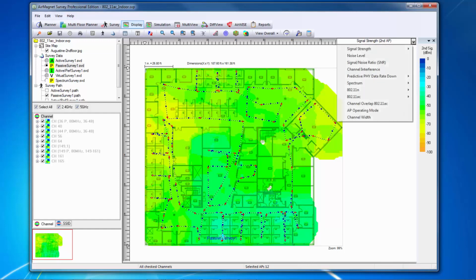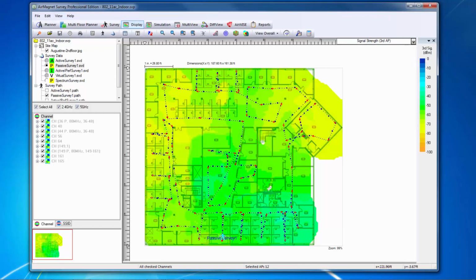Looking at first, second, and third AP signal strengths can be valuable in understanding whether or not I have overlapping coverage throughout my site. Overlapping coverage is often important in voice deployments or in mission-critical situations where the failure of a given access point can't take the network down in that area.